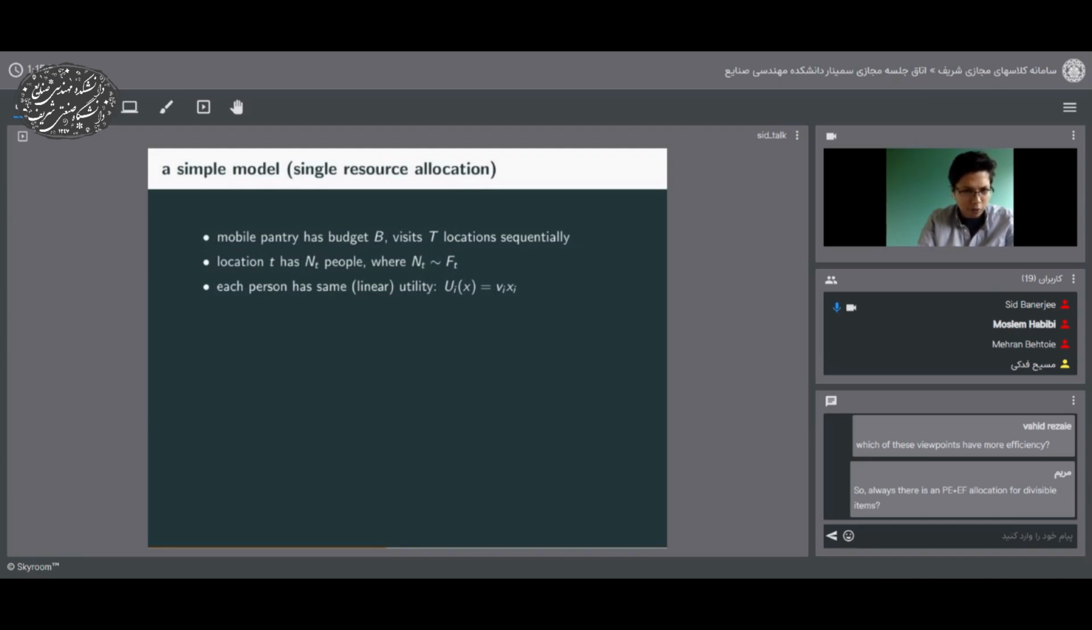And for simplicity, we don't need this for the paper, but just for the talk, I'm going to assume that every person has the same utility. So if you give them x_i units of food, they get the same utility v_i x_i. It's identical no matter who the person is.